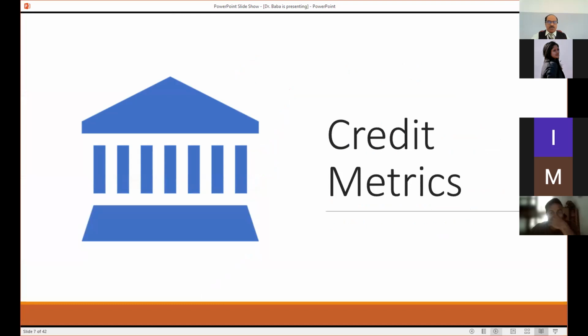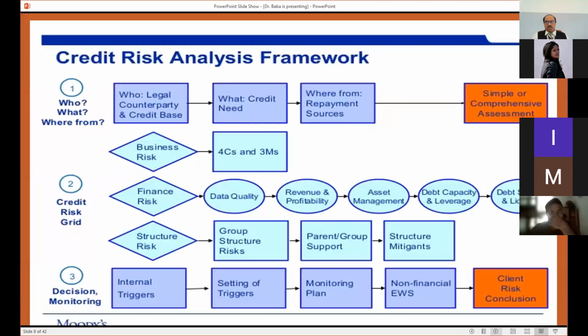So in case of credit metrics, there are a number of factors involved. You can see first who, what, and where from. This was practically done once upon a time without a system. Whom we are going to give the loan, what is the purpose of the loan, where these people are from, we have to know. Finding out the individual characteristics of the customer. The customer may be a business person. In case of business people, we have to measure how far the business is running successfully or not. That is the purpose of the credit risk analyst.